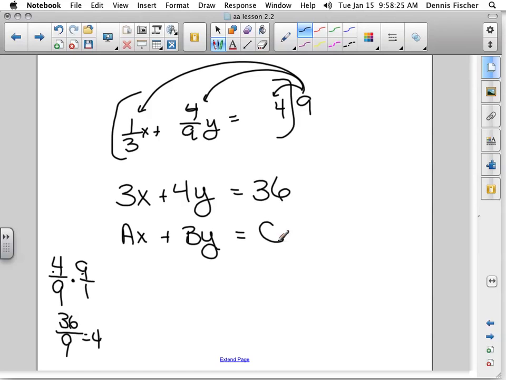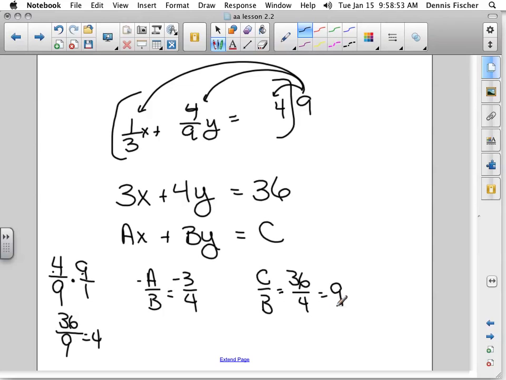So if I was looking at this equation, what's my A? 3. What's my B? 4. So negative A over B is negative 3 over 4 here, right? What is C over B? 36 over 4, which is 9. Agree?